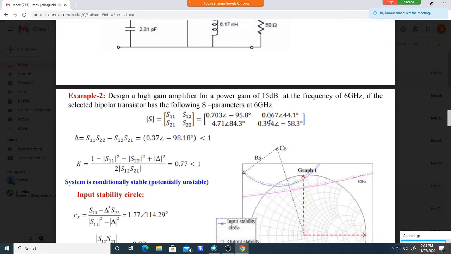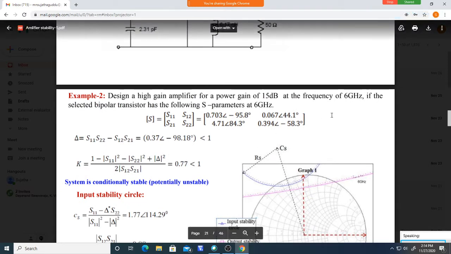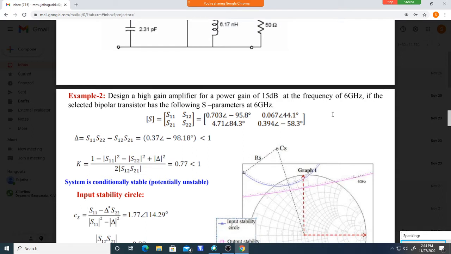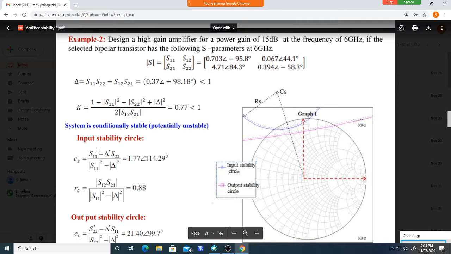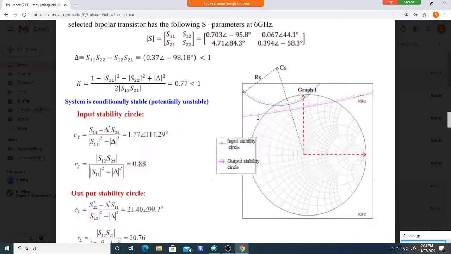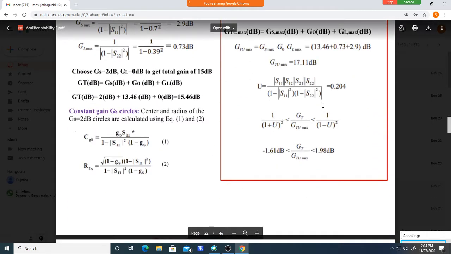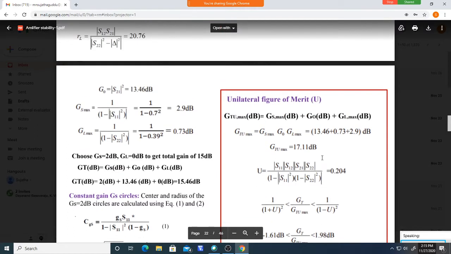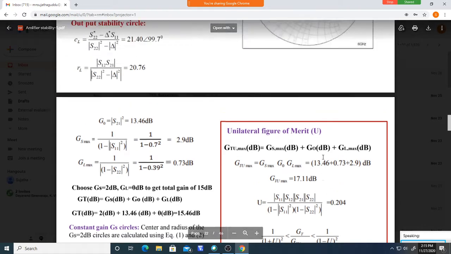If it is not unilateral, you should check the unilateral figure of merit, and after that, if the error is lesser compared with what we needed, what the achievable gain is, you can use the unilateral design equations. Assume we got this from here. See, this is the unilateral one; the error introduced is lesser, so we can use it.